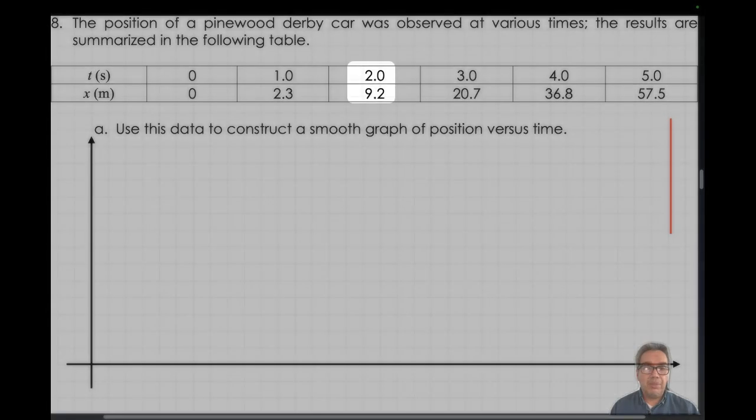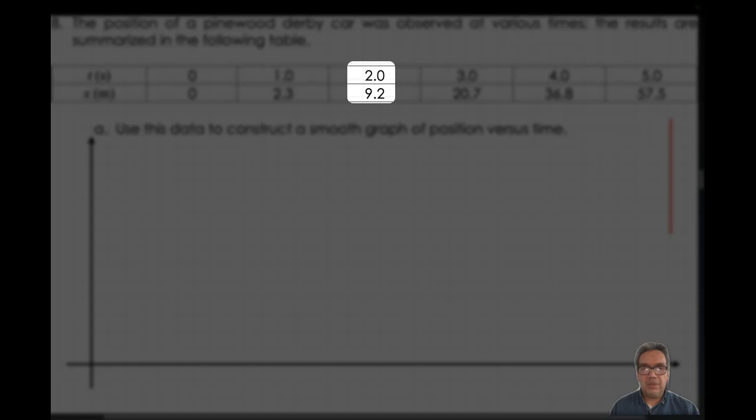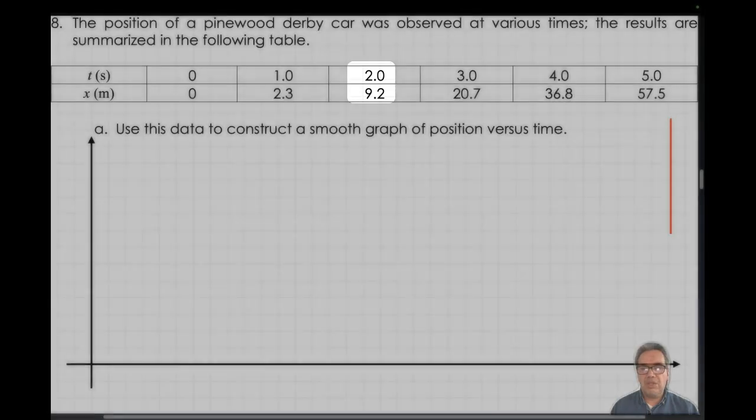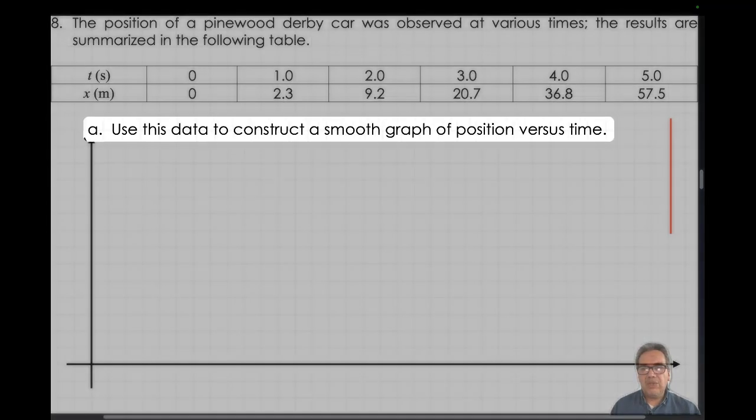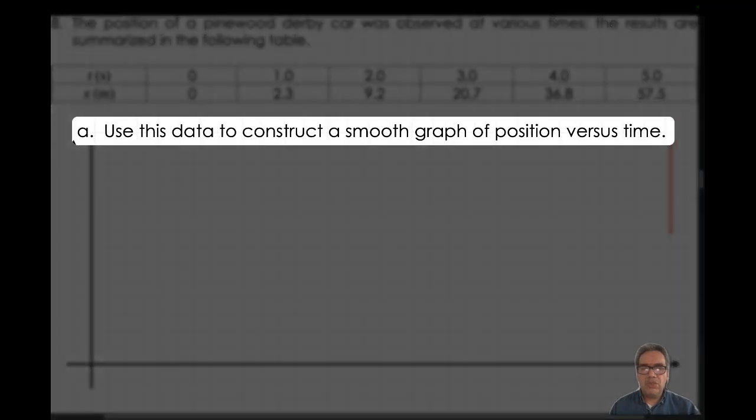After 2 seconds, the position is 9.2 meters. So that's 9.2 meters from the origin. Remember, that's the position, not the displacement in 1 second. After 3 seconds, the position is 20.7 meters and so on. So with that table, they request that you use this data to construct a smooth graph of position versus time.